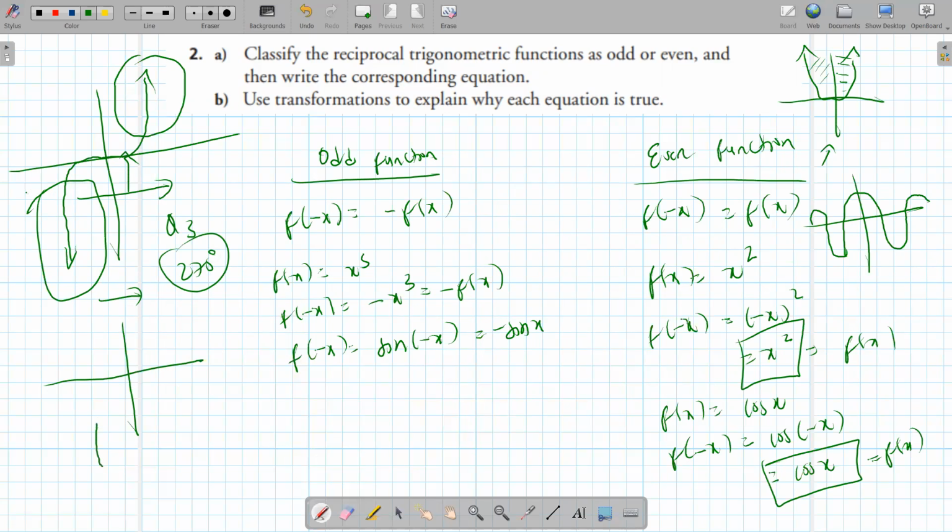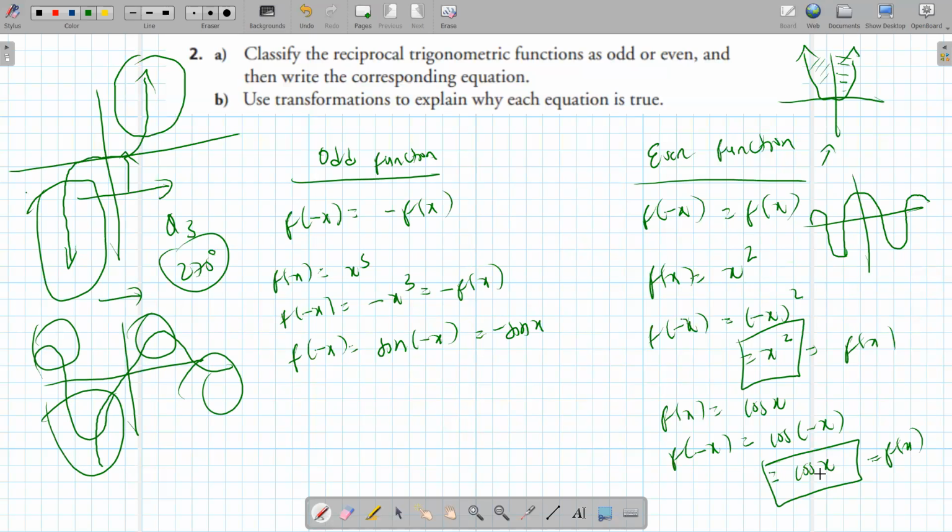Like sine of x, it looks something like this. Whatever you have in the quadrant down here, you have the same thing up here. Whatever you have here, it's going to be the same thing down here. I get it now, yeah. Okay, so that's sine of x.